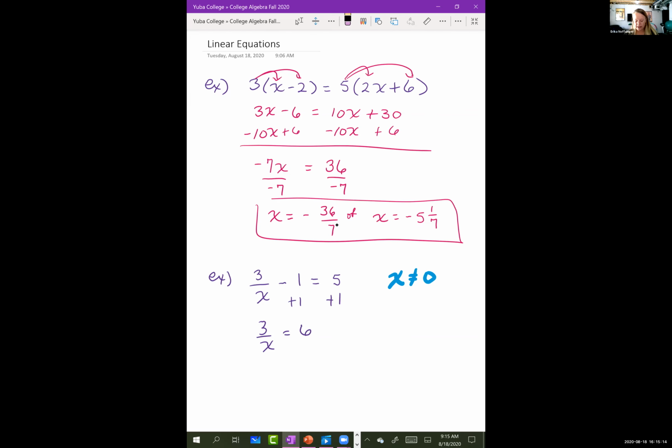If you ever have anything in the denominator, and it's an equation, not an expression, we can clear those fractions by multiplying both sides of the equation by the LCD of all the fractions within. We can think of the 6 as 6 over 1. We multiply both sides by the LCD, which is x. The whole point is so that your variable cancels with the variable in the denominator, so that it goes away. Our x's cancel here, and we're just left with 3 is equal to 6 times x.